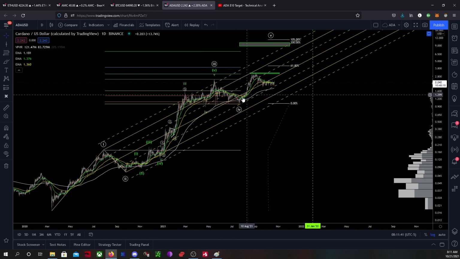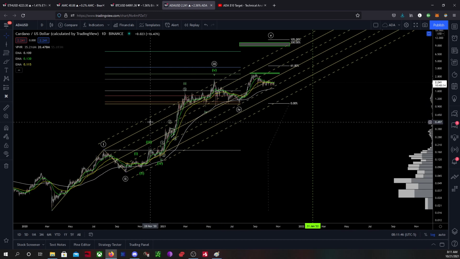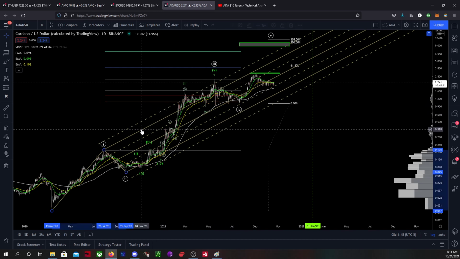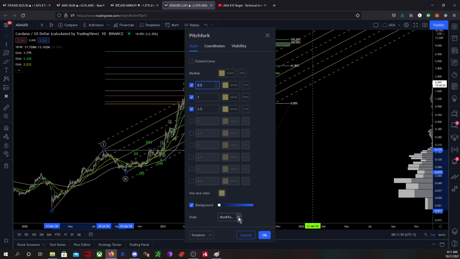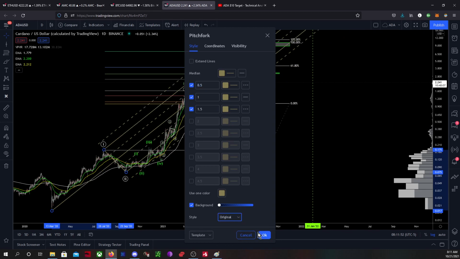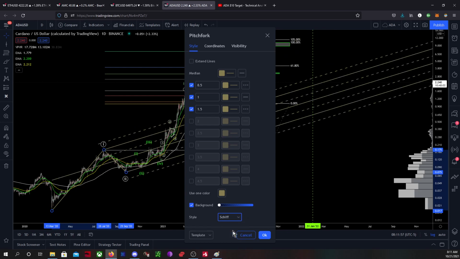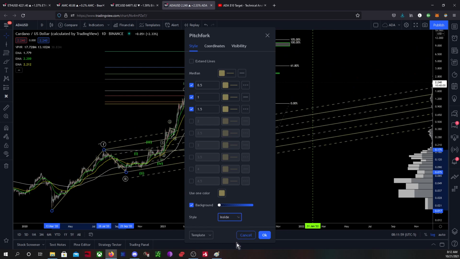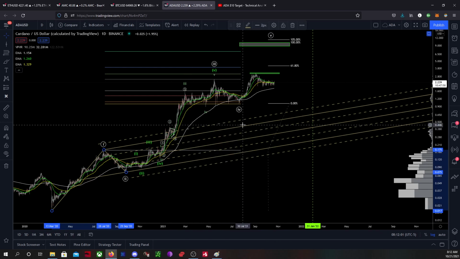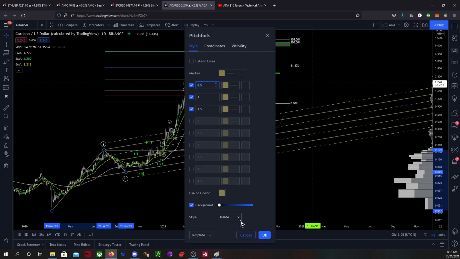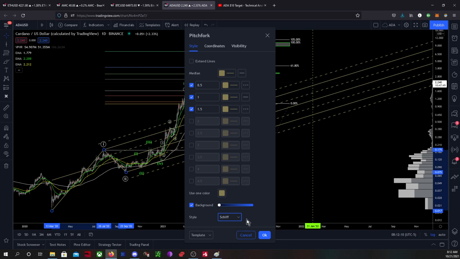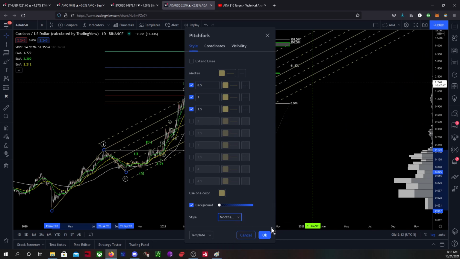There's lots of confluence in the sense that the price is respecting the pitchfork. If I put on a pitchfork and it looks something like this, let's use an original, let's see. Okay, there we go. So you can see that doesn't really fit price action all that well. So I don't want to use that one. I want to use one that's containing price the best, which I believe was the modified Schiff.